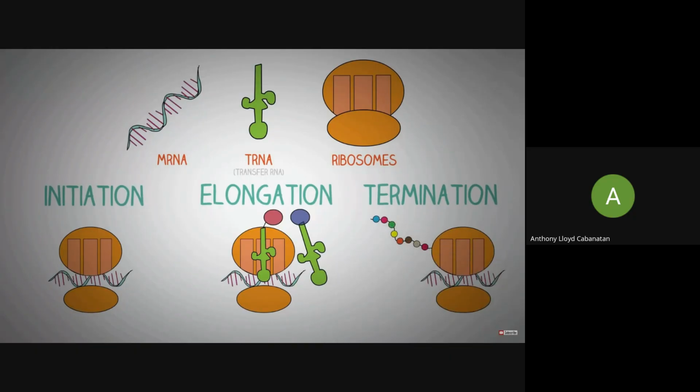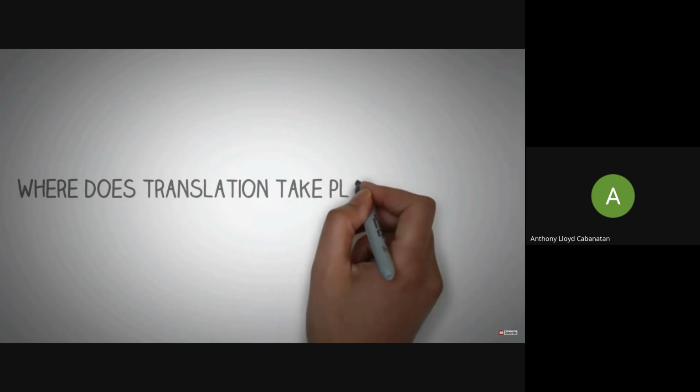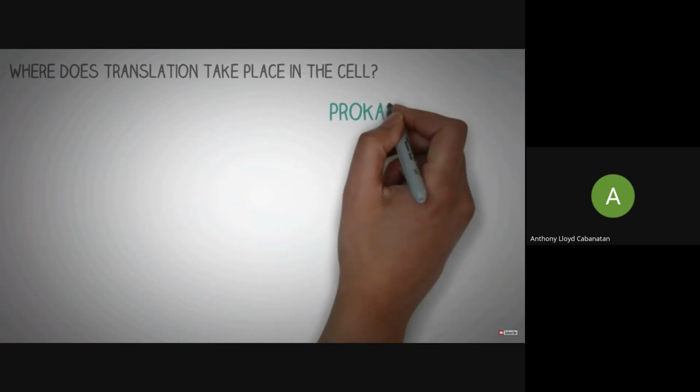Don't worry if you don't understand these steps yet. We will look at the details of this process in just a bit that will help you to understand this complex cellular process. Now let's look at where this process takes place in the cell. It's slightly different for eukaryotes and prokaryotes.